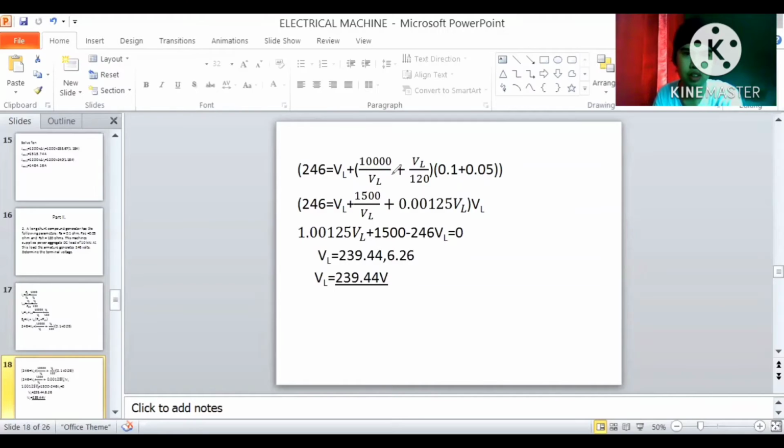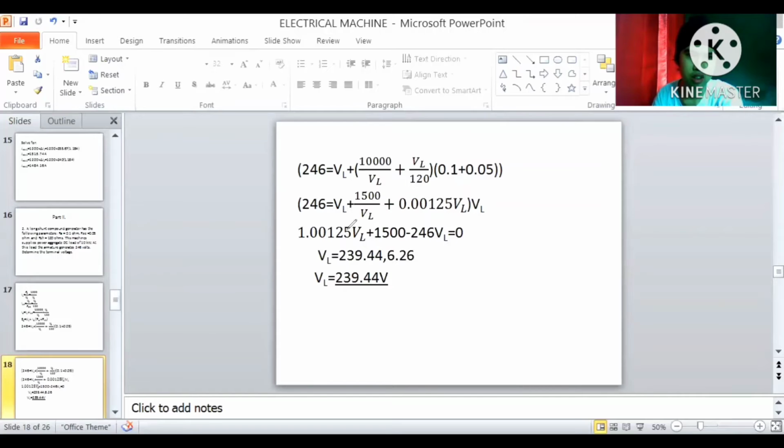246 VL plus 10,000 VL plus VL over 120 times 0.01 plus 0.05. 246 equals, so we use this method. 246 equals VL plus 1,500 over voltage VL plus 0.000125 VL.